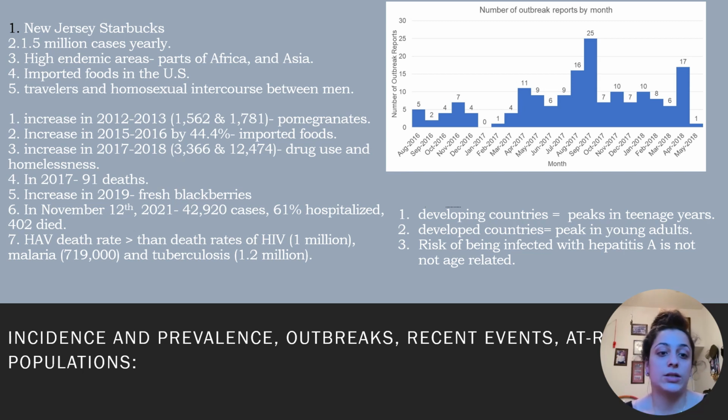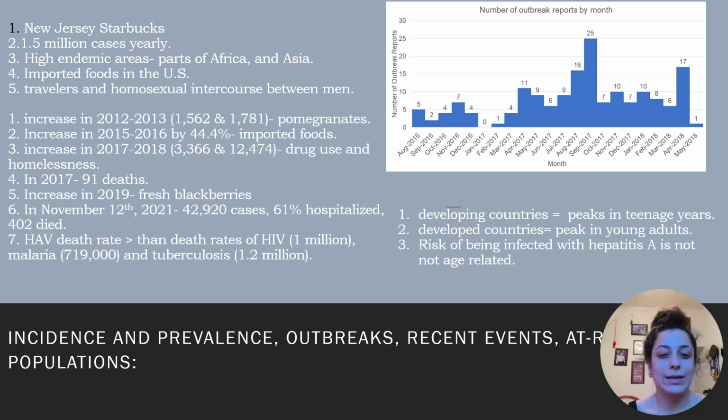And then in 2015 to 2016, the cases again increased by 44.4% because of two separate hepatitis A outbreaks caused by imported foods once again. And then in 2017 to 2018, there were 3,300 and 12,000 cases due to an increased drug use and a growing population of homeless individuals. Also in 2017, there were 91 fatalities because of the increase in cases in 2017 and 2018.